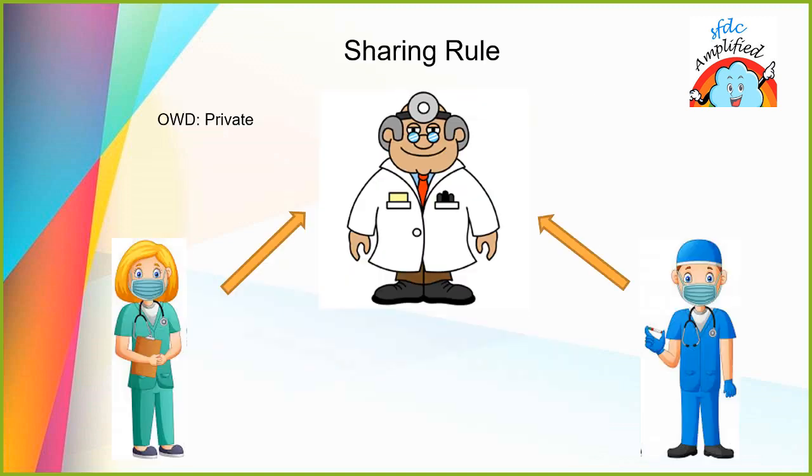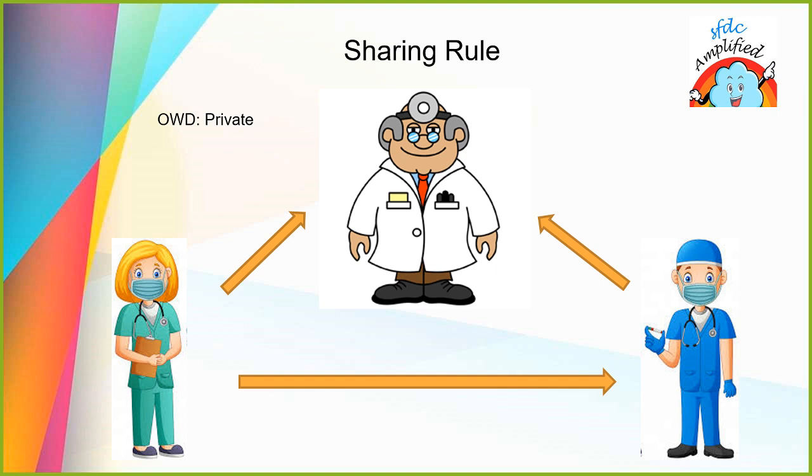So now let's understand sharing rule. We have OWD private, and you already understand that if the head wants to have access, then we will be using role hierarchy. But suppose a doctor of department 1 wants to access the data of the role of the doctor of department 2. So how can that particular role get access? That can be done using the sharing rule.